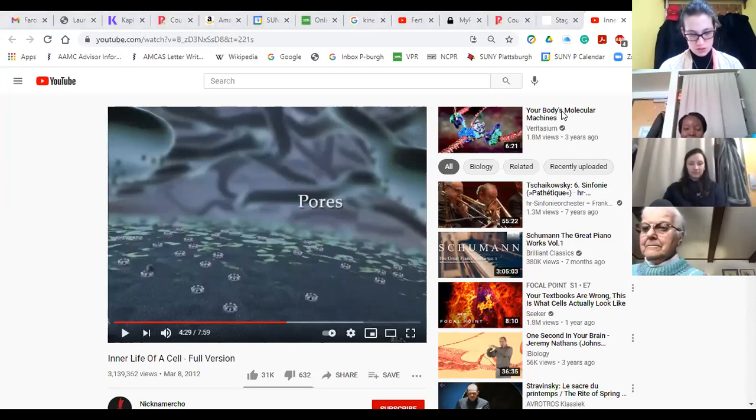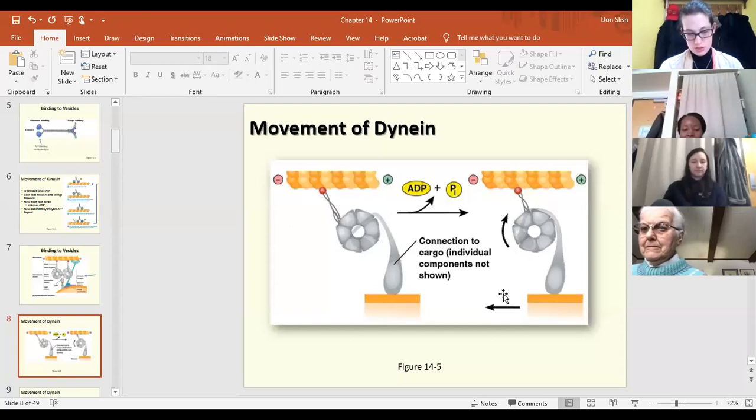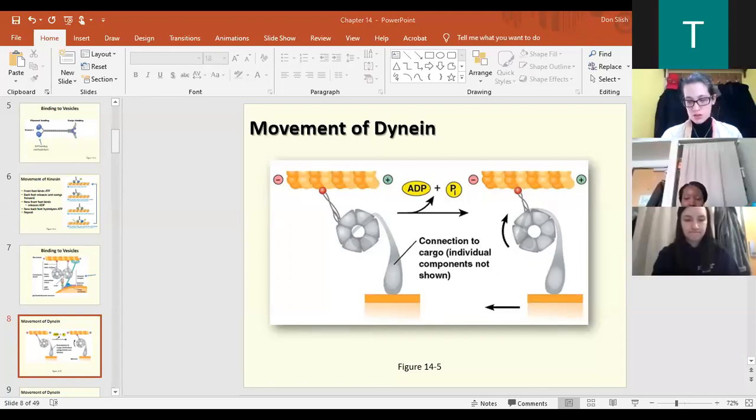All right, so let's go back to our notes. Okay, so that's kinesin, only used for moving things around in the cell and always going from the minus end to the plus end of the microtubule.